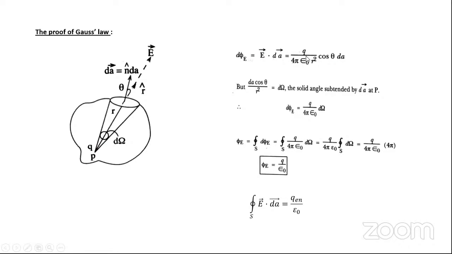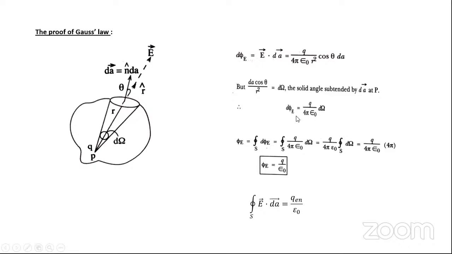Now, what is this dA cos theta divided by R square? By definition of solid angle, this is d omega. D omega is the solid angle subtended by area dA at position P, that is the position of Q, right? So dφE is equal to Q divided by 4 pi epsilon 0 times d omega.